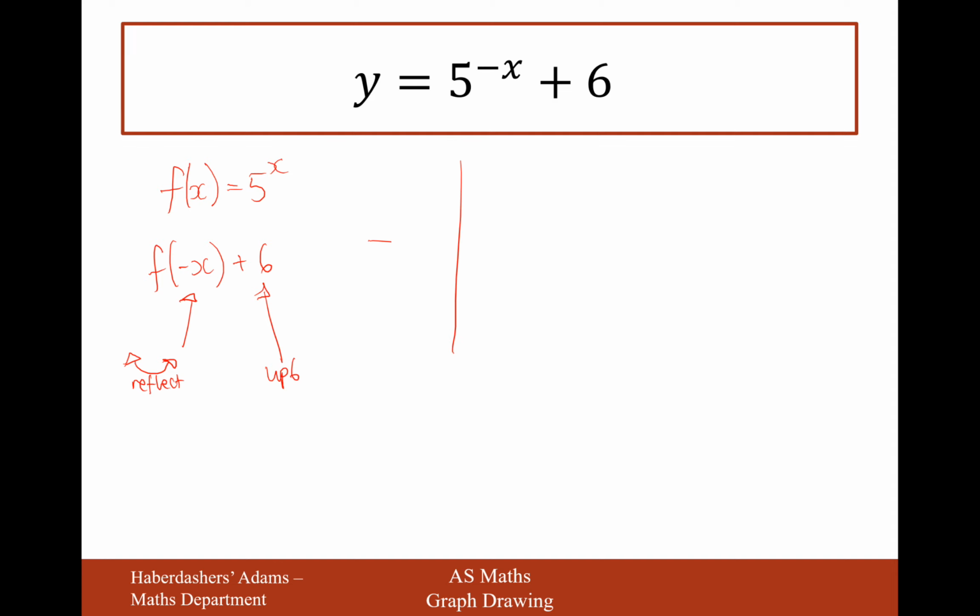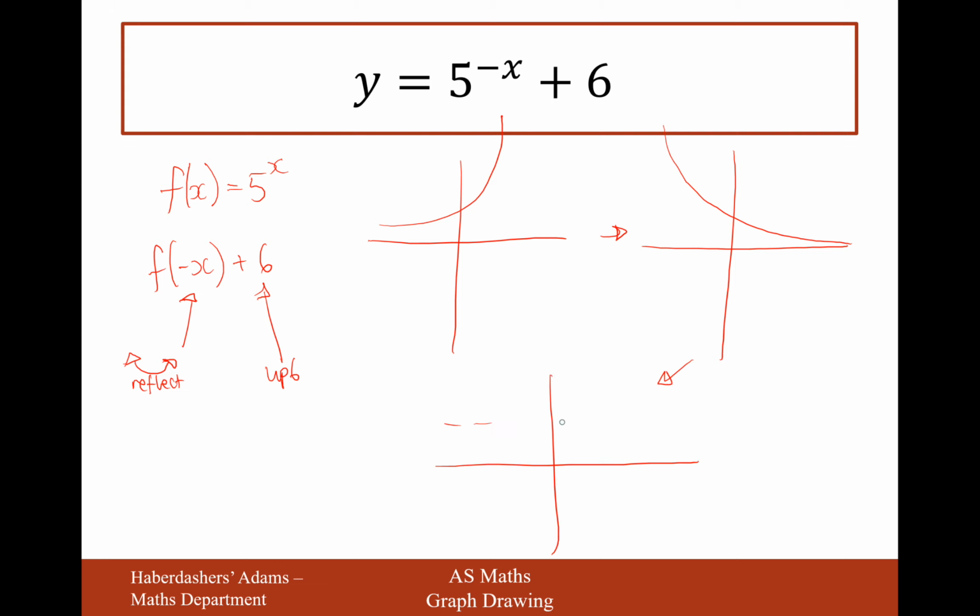So let's start with the 5 to the x graph. The first thing we'll do is we'll reflect it left to right and right to left. And the last thing we'll do for the final answer is move it up by 6. Let's move that asymptote first so we've got some structure, and then we can reflect it like that. So it's now going to have a y-axis intercept at 0, 7.